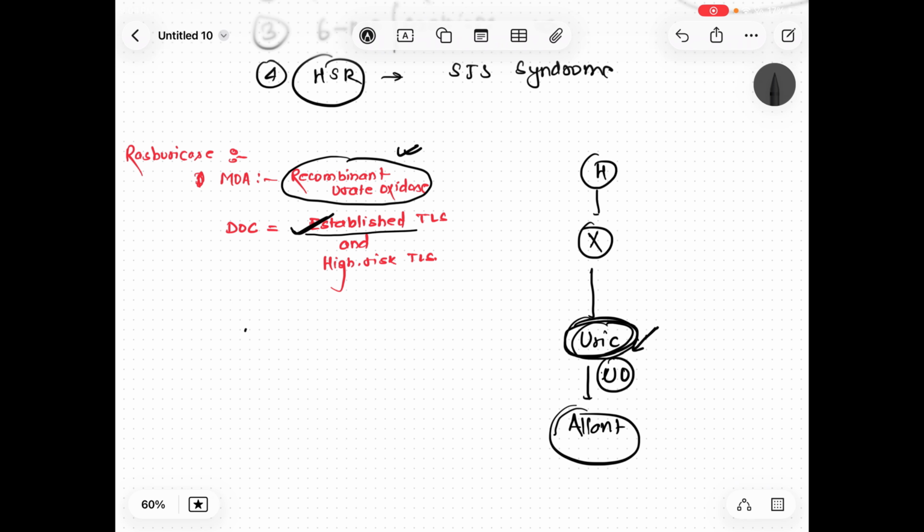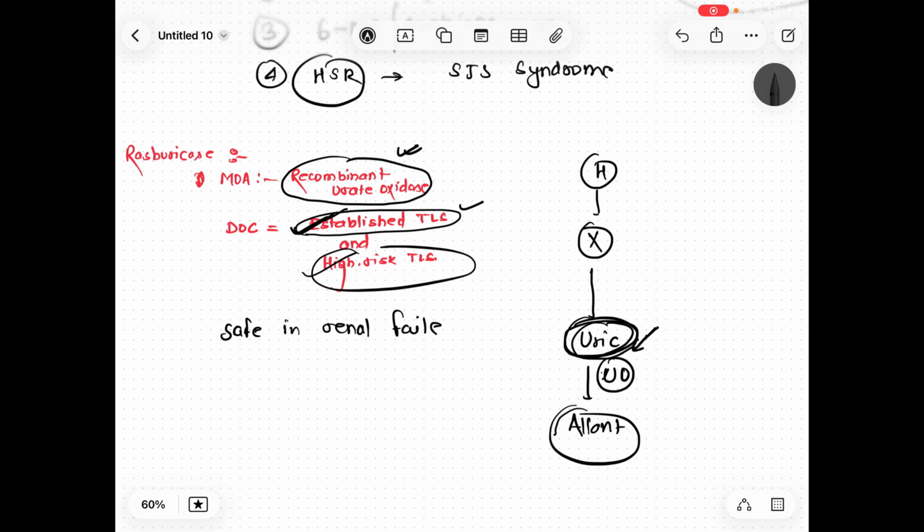It is the drug of choice in established TLS and high risk TLS. It is also safe in renal failure. It is approved in intermediate and high risk TLS prophylaxis and in treatment of established TLS. So you can give it in established TLS without any doubt. We can give it in high risk TLS. You can also give it in intermediate risk TLS.